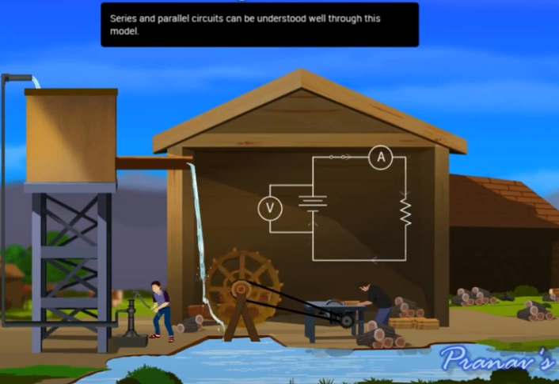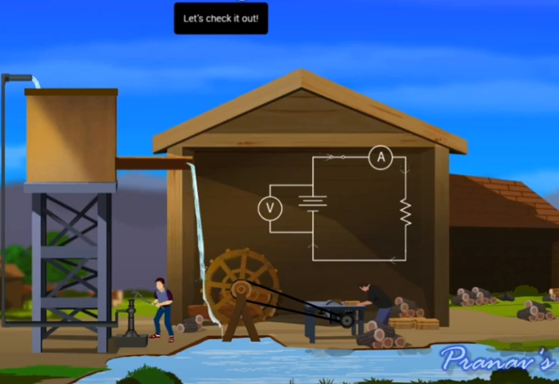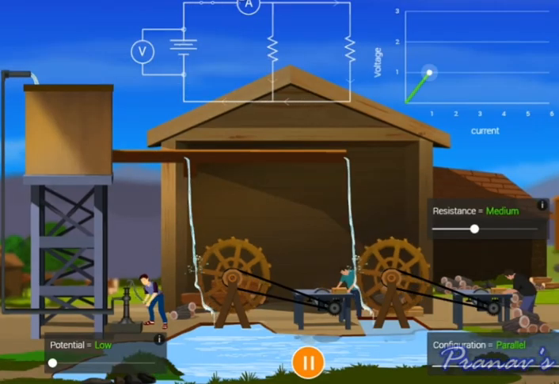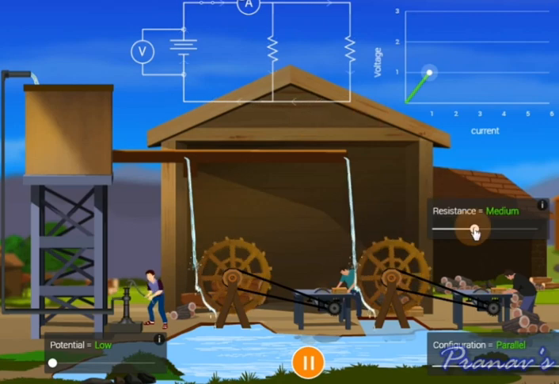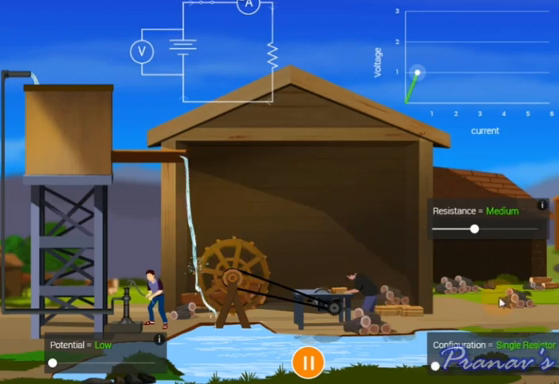Series and parallel circuits can be understood well through this model. Let's check it out using a simulation. In this simulation, we have a circuit, a resistance, we can increase or decrease. We can configure it as a parallel circuit or as a single resistor circuit.